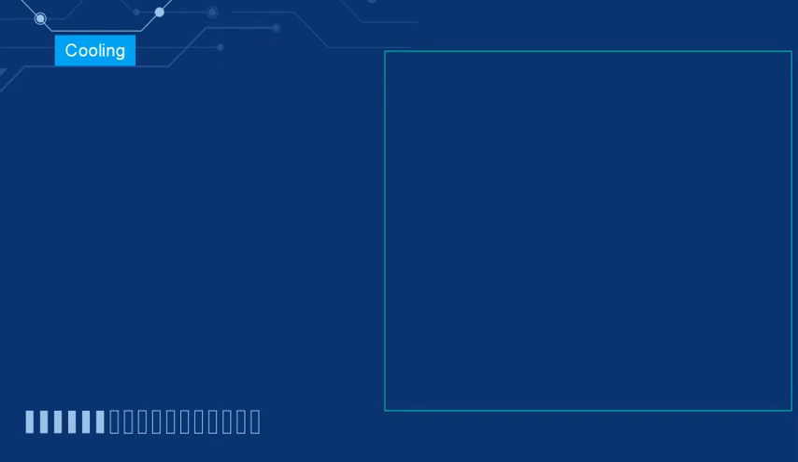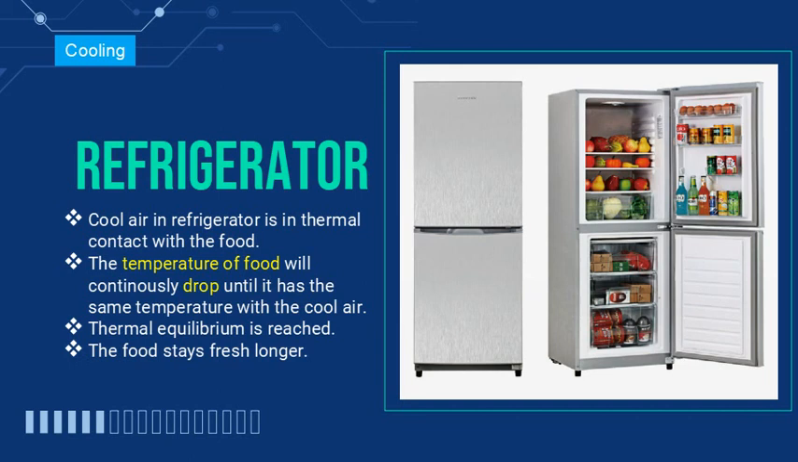Next, for the cooling process, we can see the application of thermal equilibrium in a refrigerator. So how does it happen? Try to imagine the food in the refrigerator. Cool air in the refrigerator is in thermal contact with the food. Then the temperature of the food will continuously drop until it has the same temperature as the cool air. At this moment, thermal equilibrium is reached. Therefore, the food stays fresh longer.